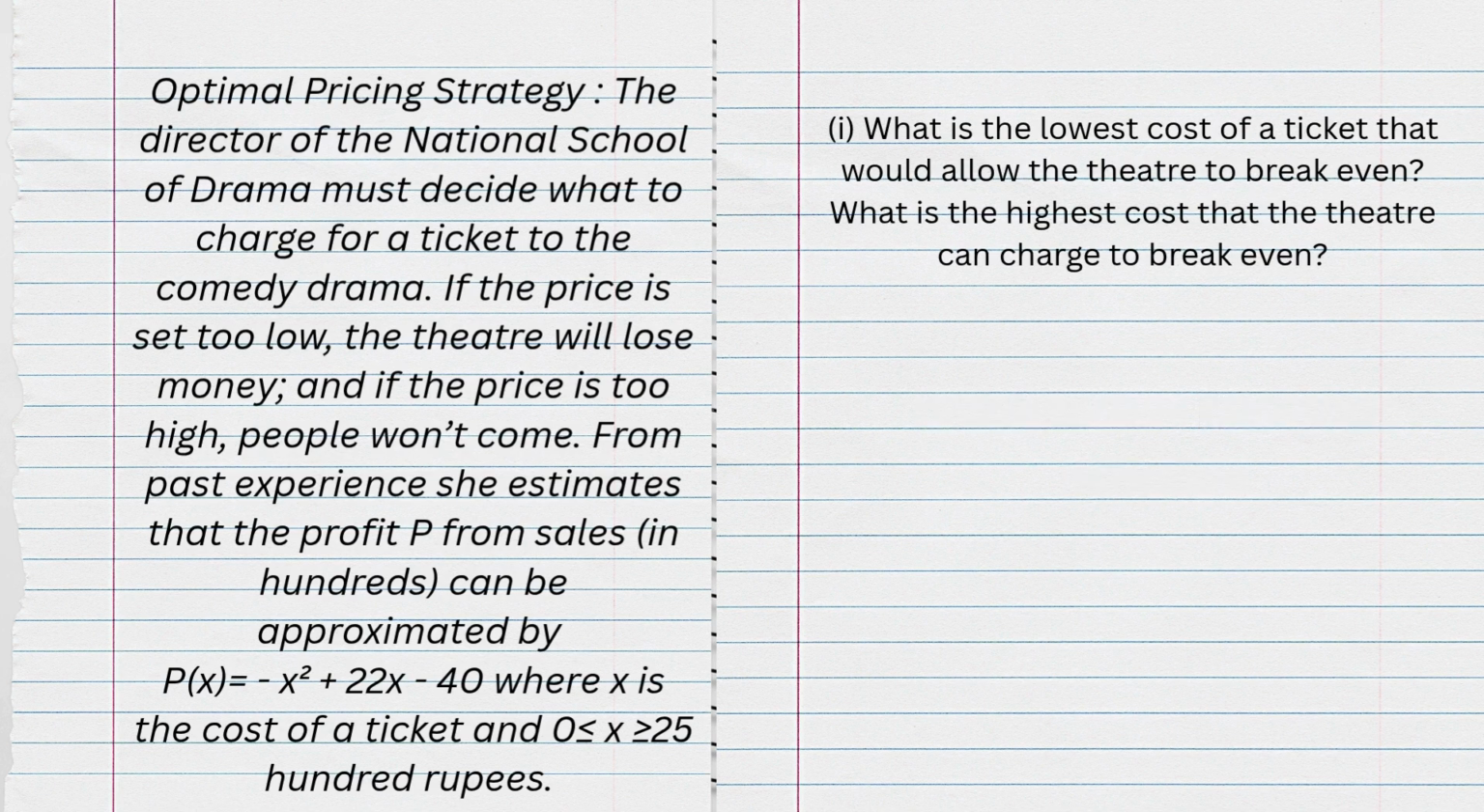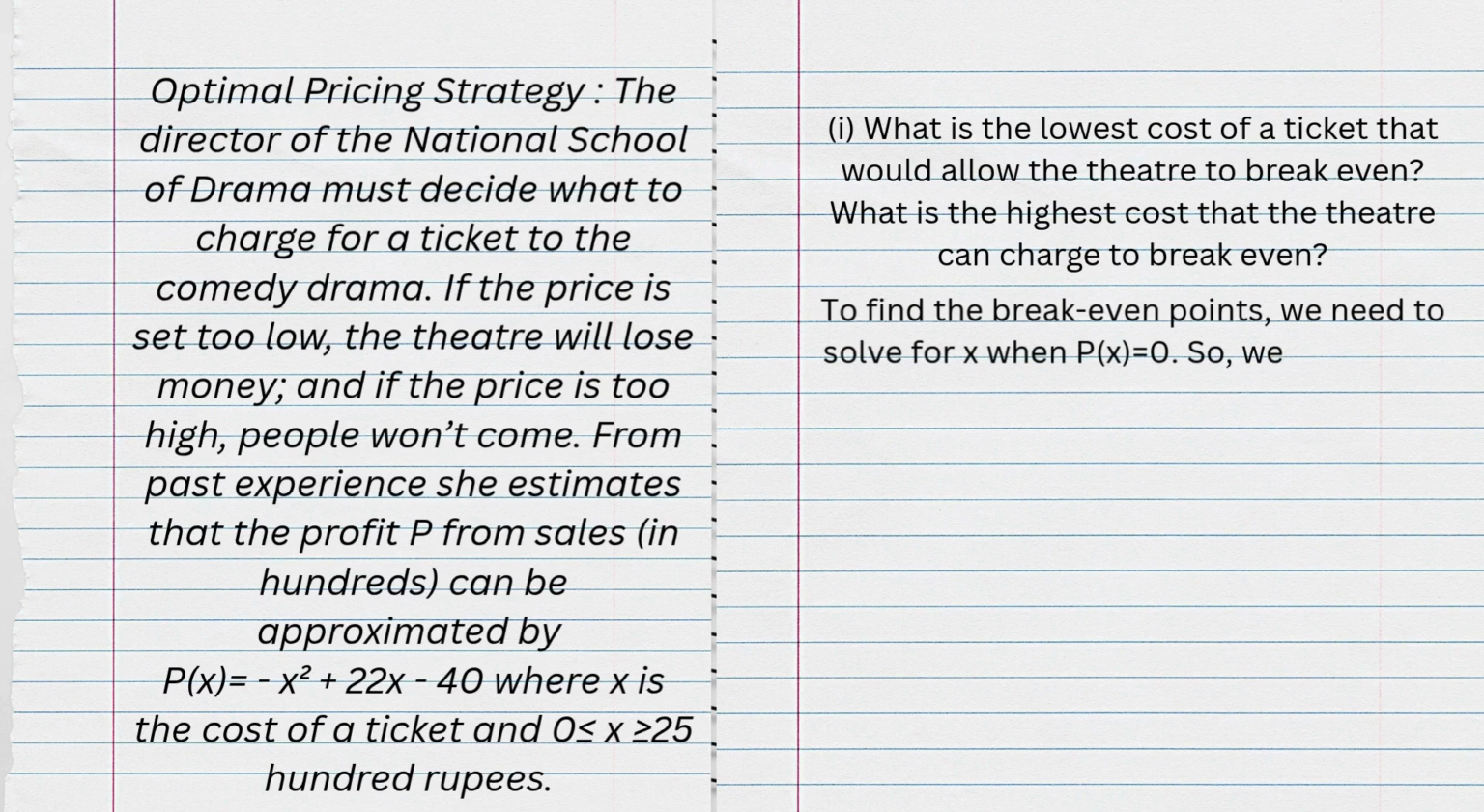To solve this problem, we need to analyze the quadratic function given for profit and determine the break even points, that is profit, loss at specific prices and maximum profit. To find the break-even points, we need to solve for x when p(x) equals 0. So we set up the equation negative x squared plus 22x minus 40 equals 0.